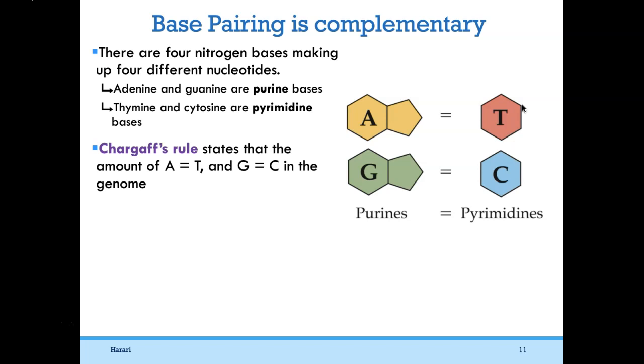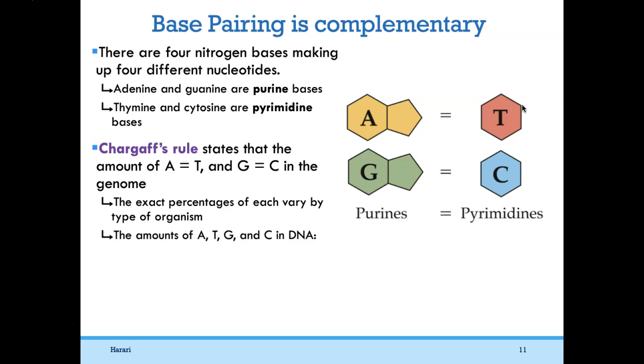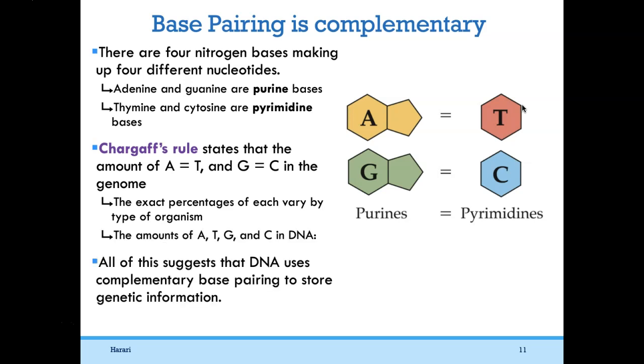And Chargaff was a scientist in the 40s who discovered that the amount of adenine in the genome is equal to the amount of thymine, and the amount of guanine is equivalent to the amount of cytosine. So this is called Chargaff's rule. The exact percentages of each nucleotide will vary by the type of organism, right? But the amounts of A, T, G, and C in DNA are always going to equal 100%.